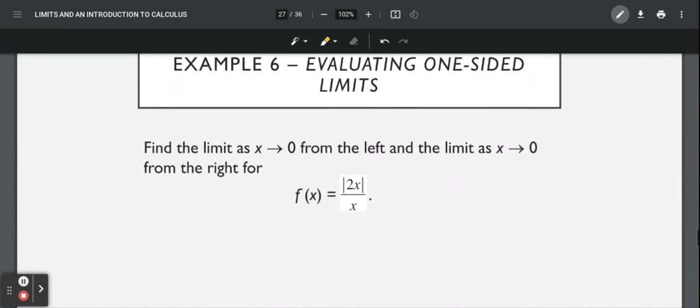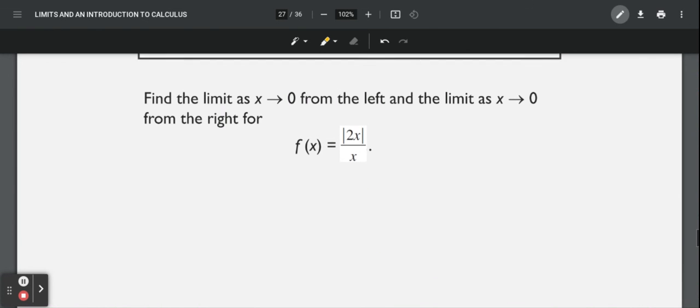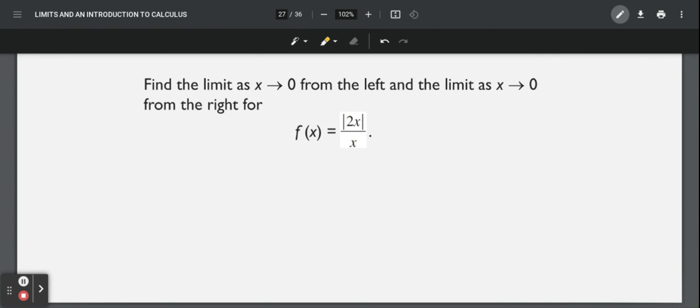So let's look at this equation here. We have the absolute value of 2x over x, which was similar to one we did in 11.1. So if we were graphing that, that's under the line. If we were graphing the absolute value of 2x over x, and we're looking for the left and right hand limits as x approaches 0.